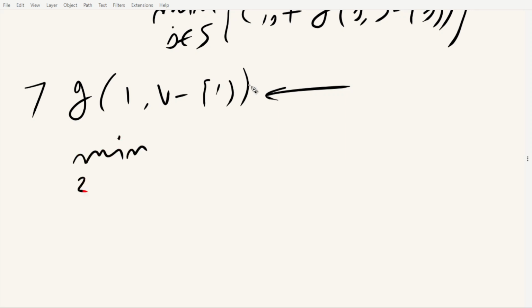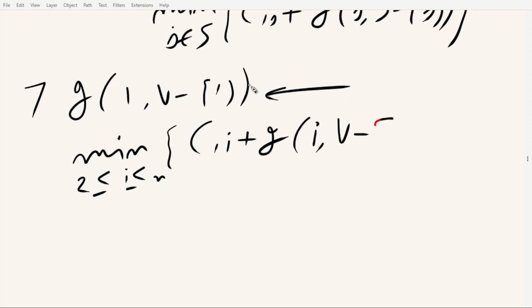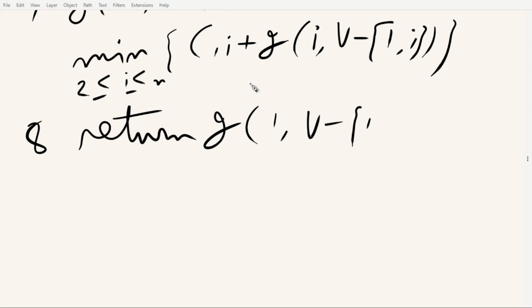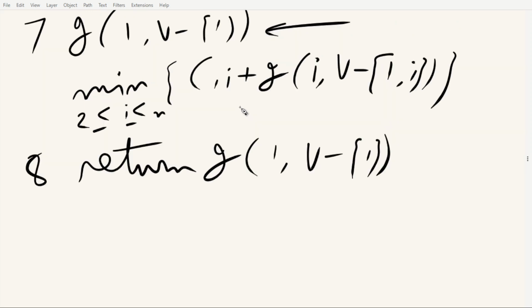Minimum, I ranges from 2 to n, of C1I plus G I V minus 1I, and finally we return our value. Return G1 V minus 1. So this is our dynamic programming algorithm. Now we'll find its time complexity. For each step we find the number of executions and sum.